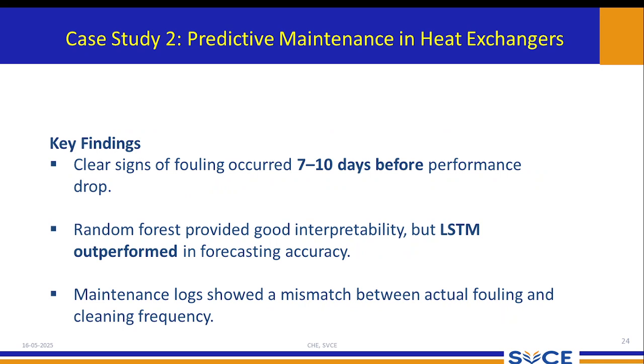The key findings by using these algorithms: clear signs of fouling occurred 7 to 10 days before the performance drop. So we know about it 7 to 10 days before the performance drop. Random forest provided good interpretability, but long short-term memory outperformed in forecasting accuracy. So when compared to random forest, LSTM outperformed in forecasting accuracy.